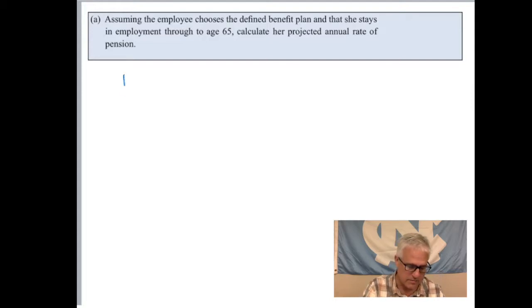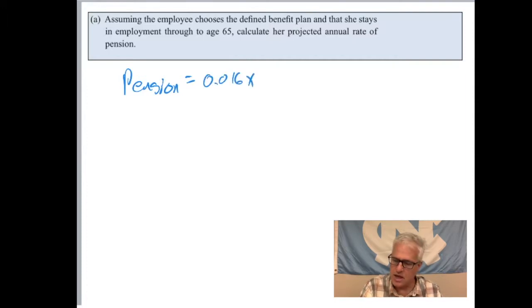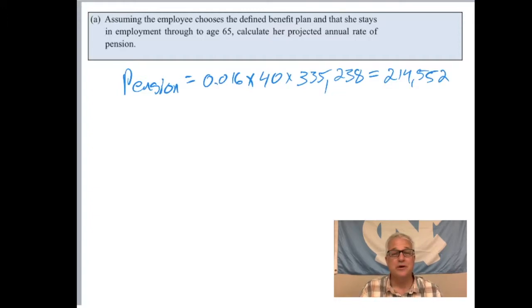The pension at that time, the annual rate of pension, will be, we said 1.6%, so 0.016, times number of years of service, that was 40, if she works 25 through 64, times the final year's salary, which we just calculated was $335,238. And if you do that calculation, you get an annual pension of $214,552. Okay, that's part A.